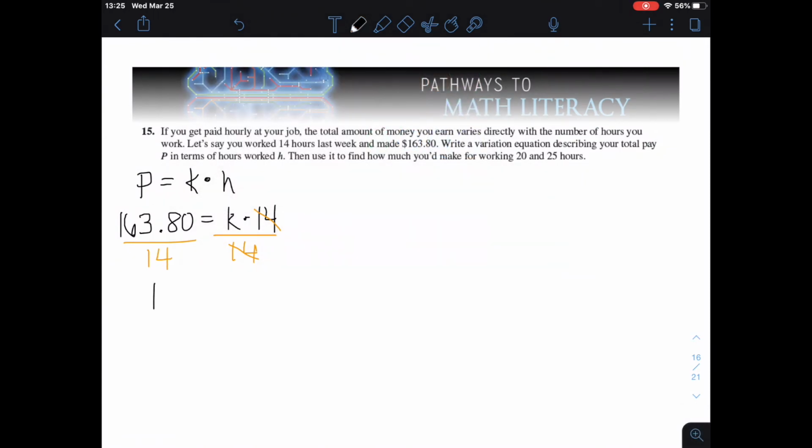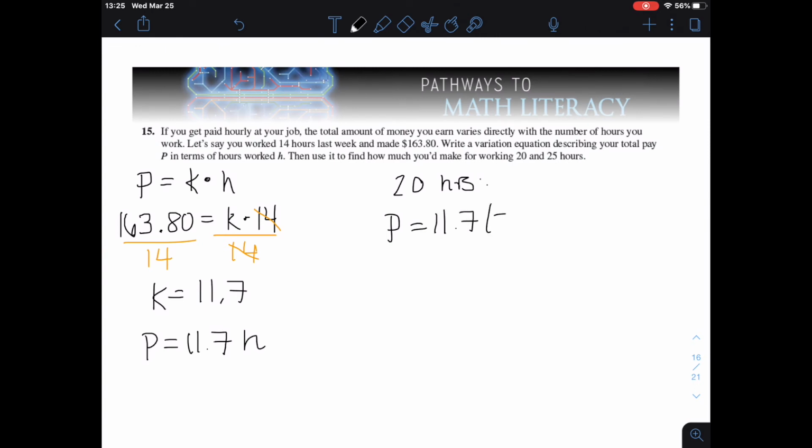So that tells us that K is going to equal 11.7. So basically you're going to get $11.70 per hour. So our pay is 11.7 times the number of hours we work. So if we work 20 hours, the pay will equal 11.7 times 20. So for 20 hours, you're going to make $234.